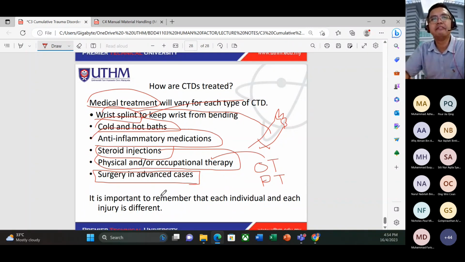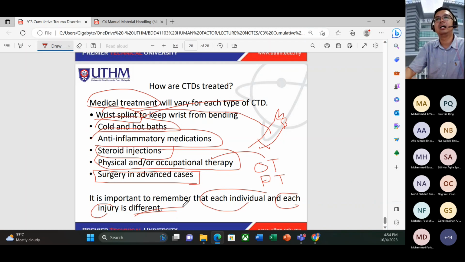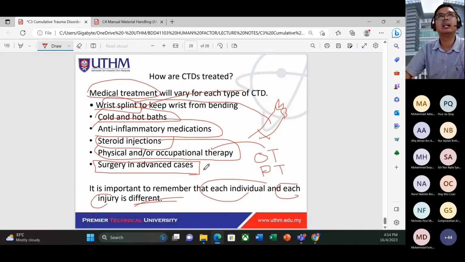And it is very important to remember that each individual and each injury is very different. Okay, that's all for the class today. Any questions so far?